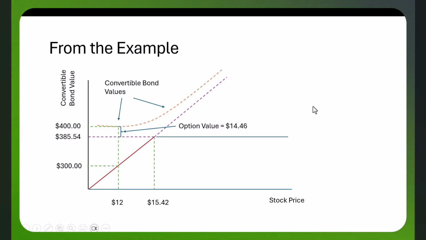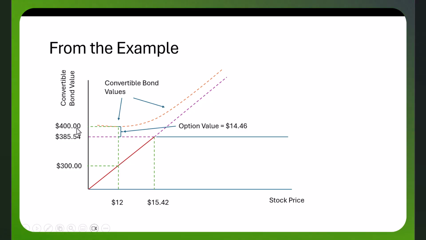Okay, so let's look at what we have from our example graphically. We figured out the straight bond price at 385.54, so that's this flat line here. We figured out the conversion value, which is 300. It was $12 times the 25 shares, $300. So this is out of the money. You're not going to use it.